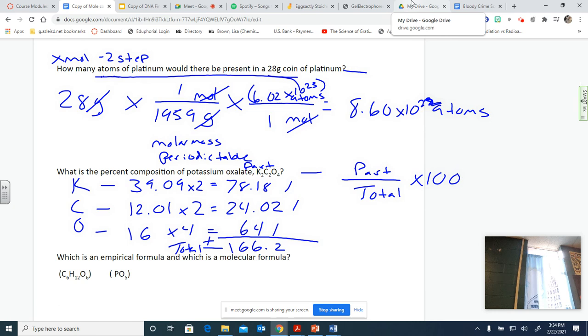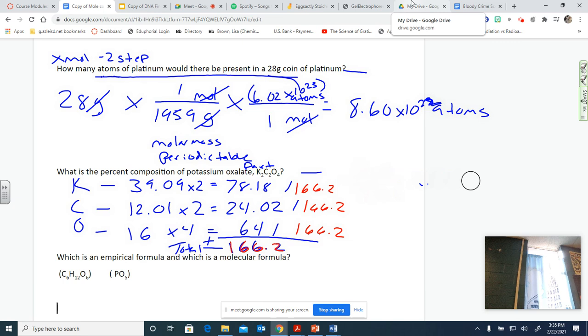Okay. So let's take that total and put it in another color. 166.2. Let's divide all of them by 166.2. Divide by 166.2. Divide by 166.2. And move this up. Part, total, 100. Okay. So now I got 78.18 divided by 166.2. And I get 0.4704. I'm going to multiply by 100 in a second, so that's decimal still.